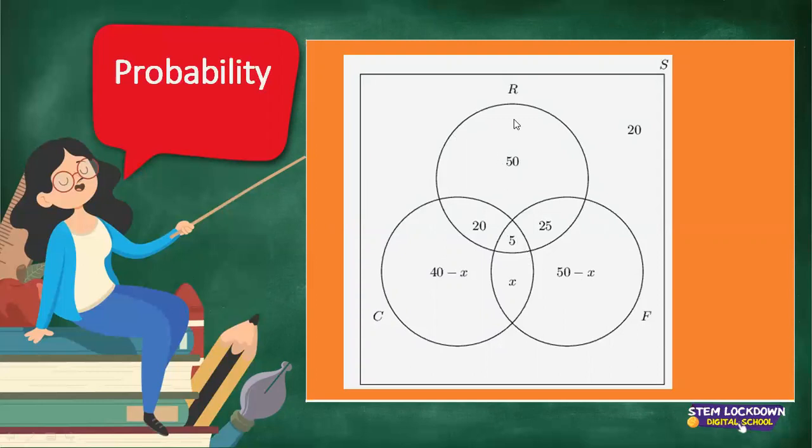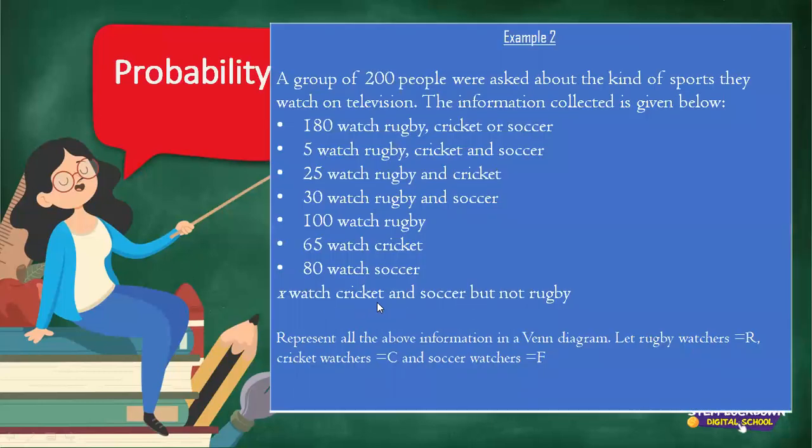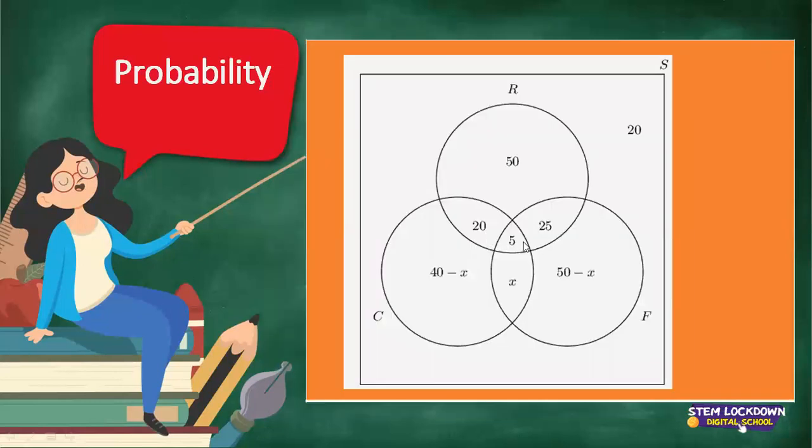20 watch rugby and cricket. 25 watch rugby and soccer. And then X watch cricket and soccer, but not rugby. So there were X. Now we have completed our Venn diagram.